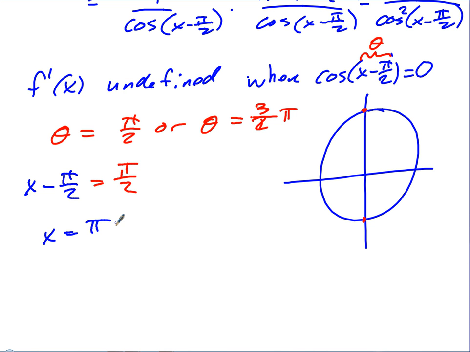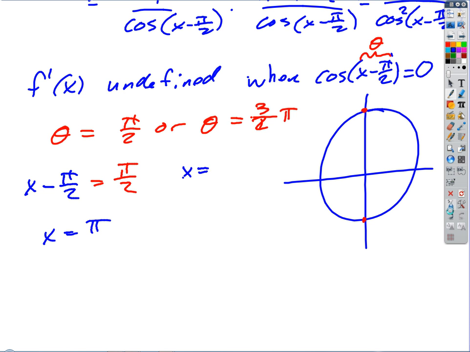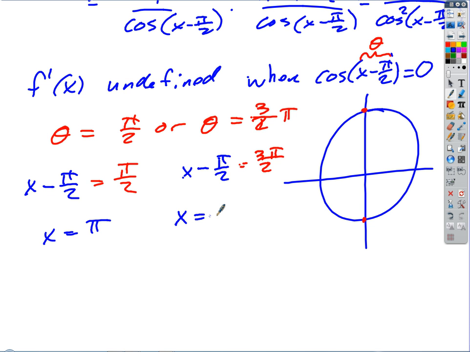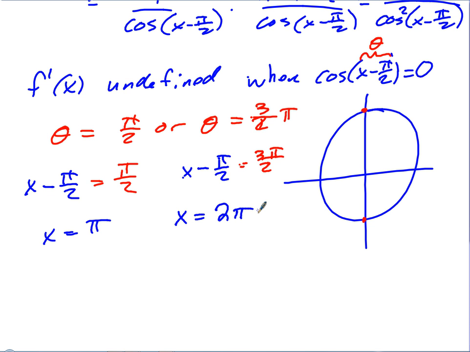What if we do this one up here? Well, if we say x minus pi halves equals 3 halves pi, what do we get there? 2 pi. Okay, if I add pi halves to that. Could we have missed a spot? Are the only two places where cosine goes to 0 pi halves and 3 halves pi?